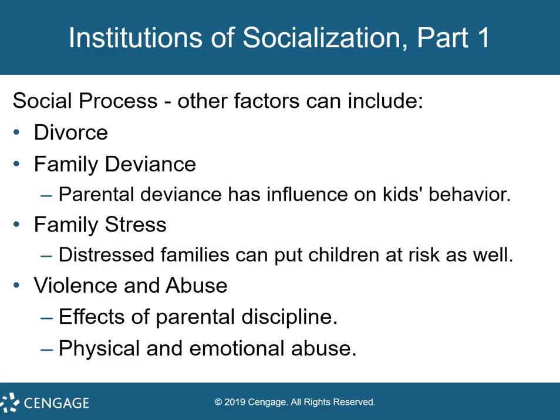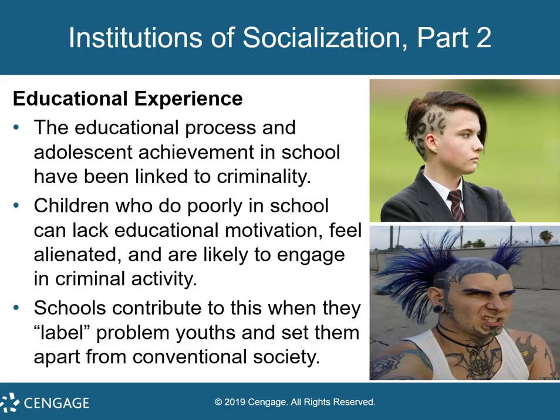Violence and abuse. Children who grow up in homes where parents use overly strict discipline become prone to antisocial behavior. A recent meta-analysis of 33 studies, that means a look at all of these studies, showed that the association between violence and physical and sexual abuse showed clear-cut evidence that the two factors are closely linked. So the effects of parental discipline and physical and emotional abuse can have an impact on this entire social process.